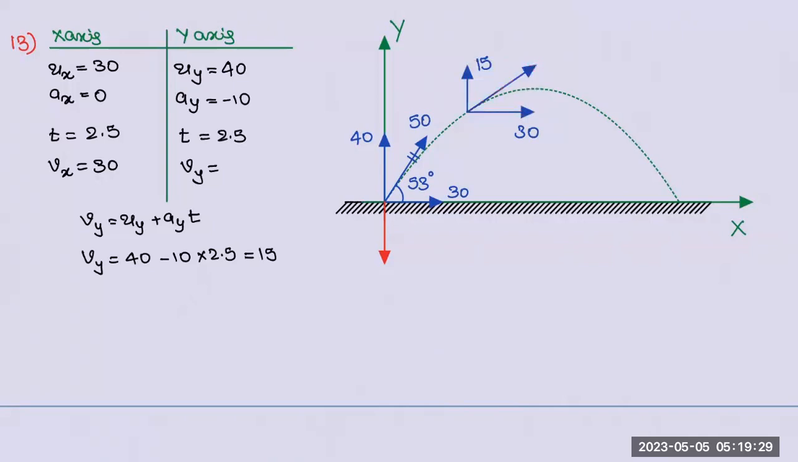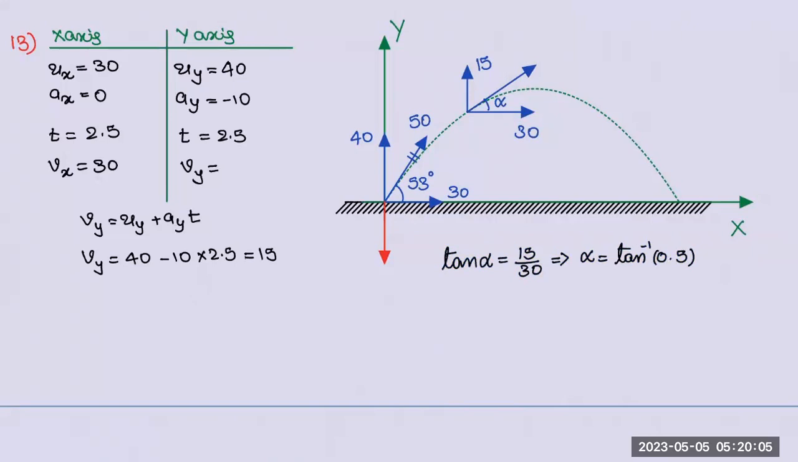Now, the angle made will be theta. Theta or alpha, you take it, because theta is the initial angle we took, so alpha. So tan alpha is 15 by 30, or alpha is equal to tan inverse of 1 by 2 or 0.5. You can take anything. So finally the answer will be tan inverse of 0.5. That's the answer.